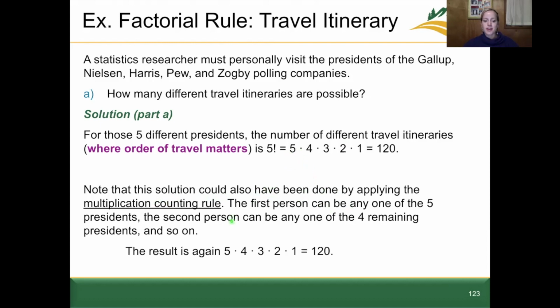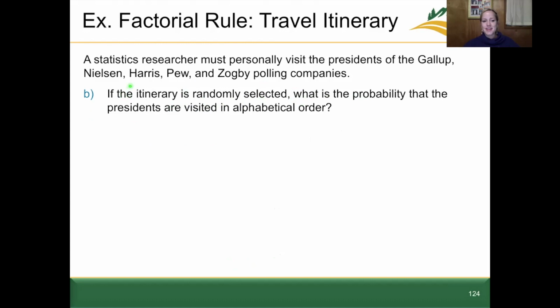Where the result again would be 5 times 4 times 3 times 2 times 1. I think one suggestion that might be helpful is that if you have 5 different events, it's good to write out 5 different lines and then be filling in the different options for each line or each different event. Let's go on to part B.